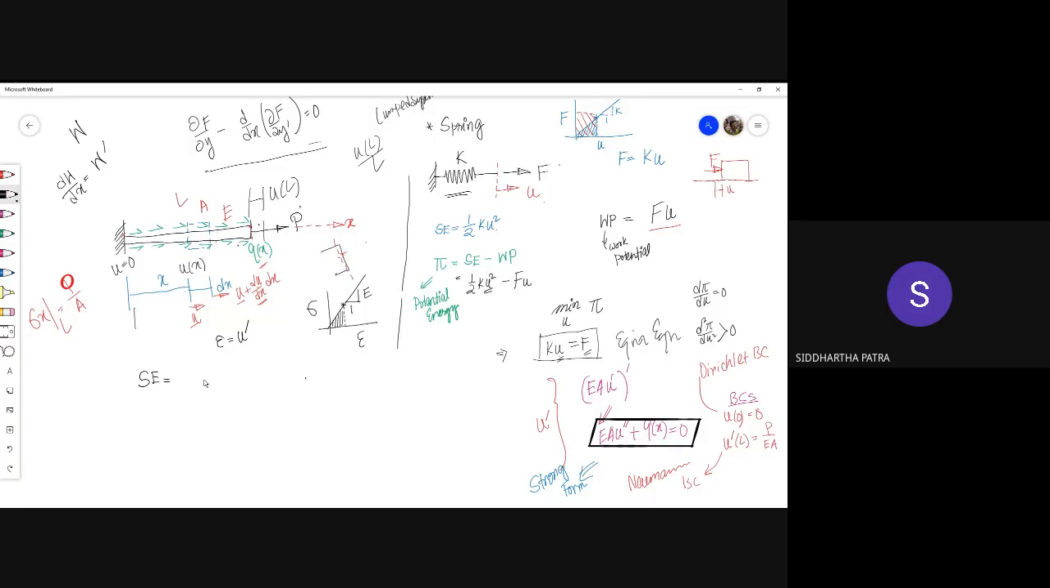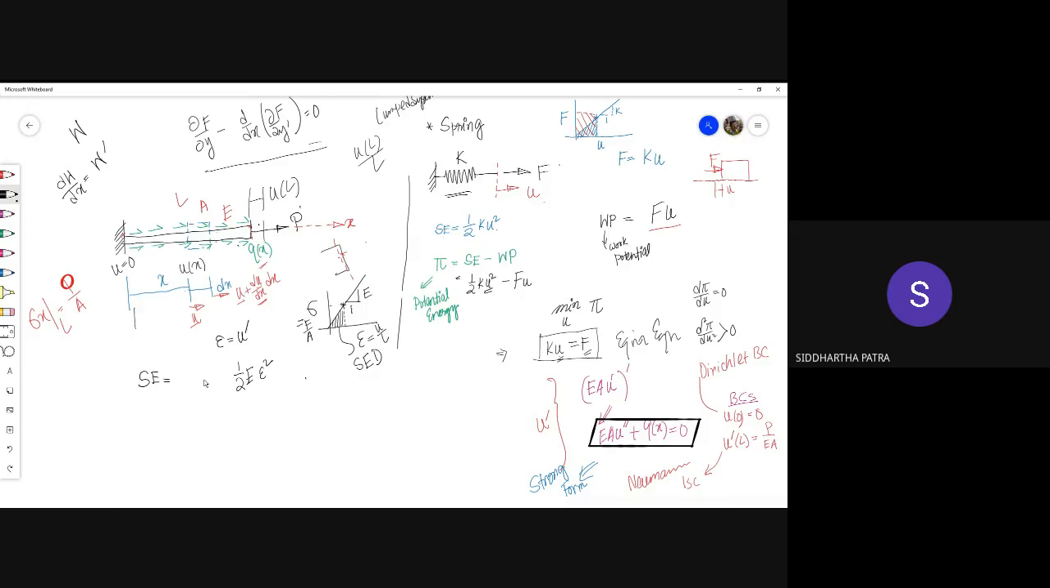That is also half E times epsilon squared. You see, E times epsilon is sigma, and epsilon further will give you this squared area. Then half of that is this triangle, hence the half. But you see, this is not the strain energy. This quantity is strain energy density. You see, stress is not force, but force per unit area. And strain is not displacement, it is displacement per unit length.